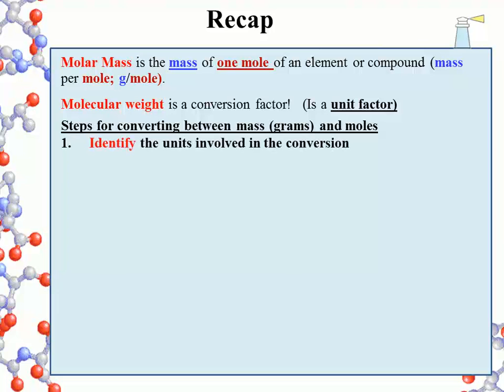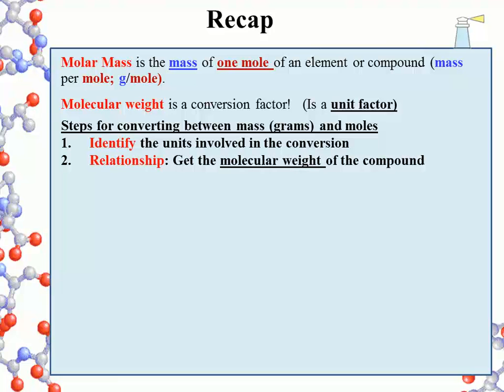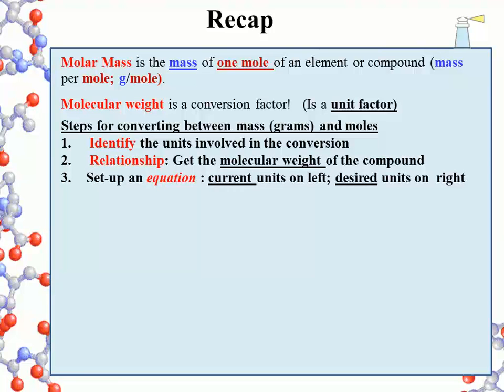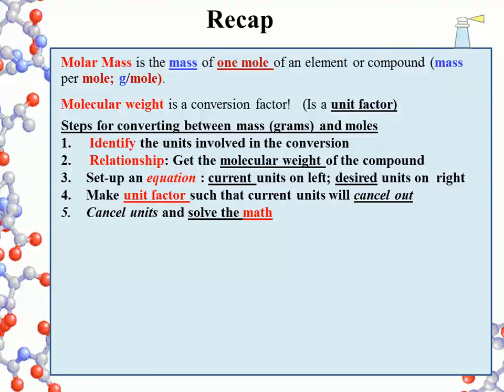Begin by identifying the units involved in the conversion. Get a relationship. For the mole-mass conversion, that is the molecular weight of the compound. Next, set up an equation, current units on the left, desired units on the right. Make a unit factor from the relationship such that the current units will cancel out. Cancel out the units and solve the math.